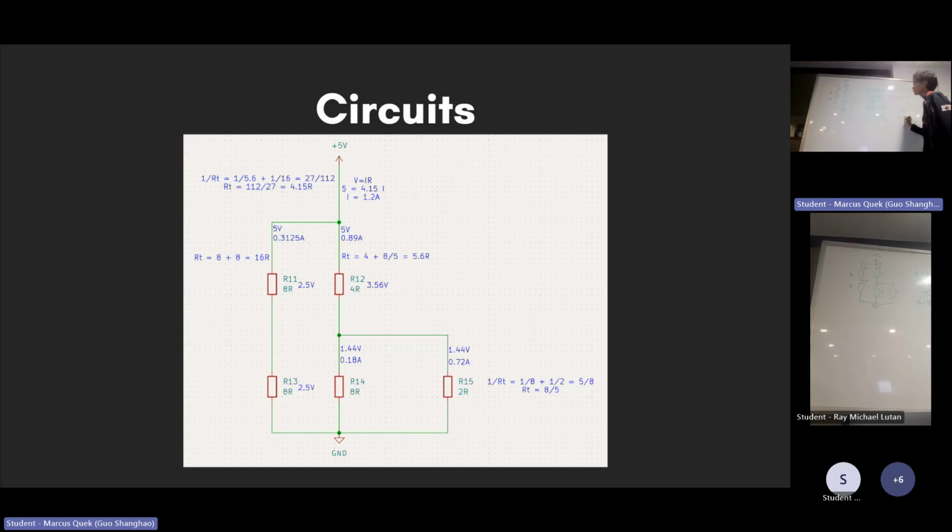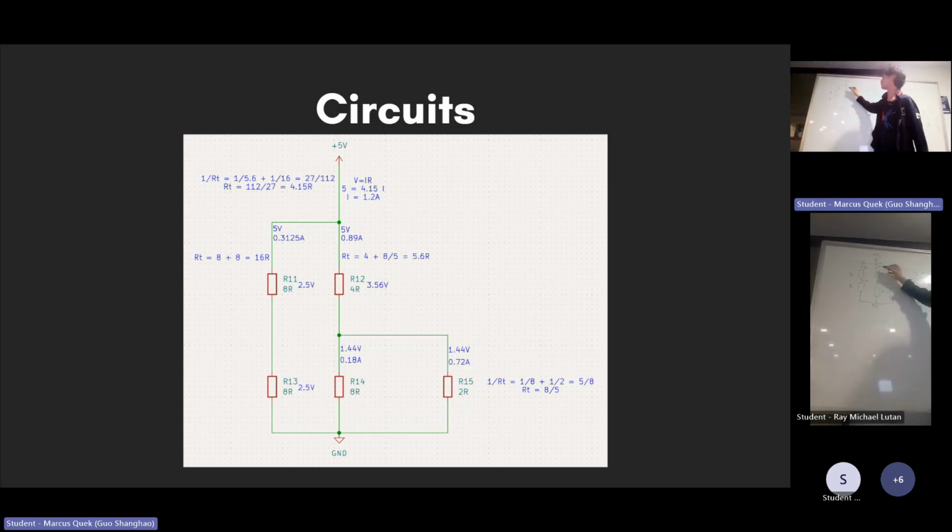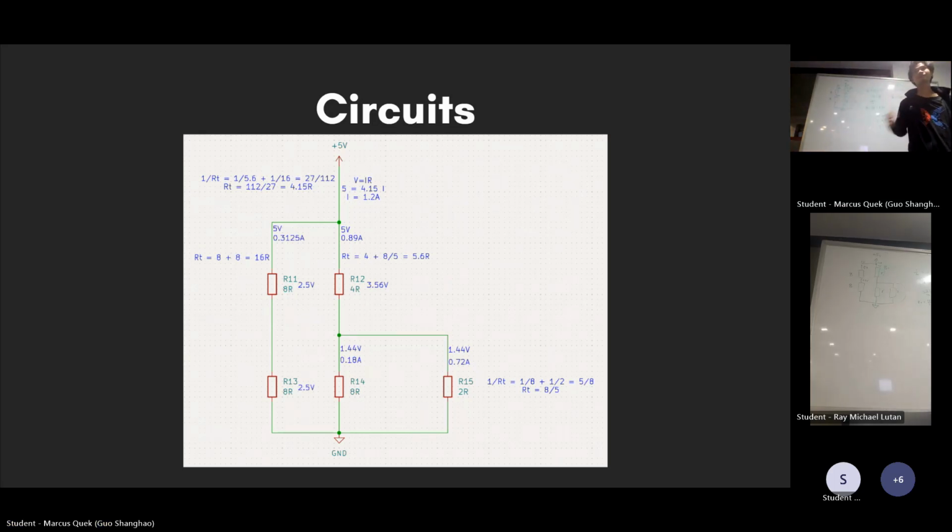This is my I. So I've got 25 over 28 I through this. Then I can find the voltage across this resistor, and I can find individual currents through here if I wish to do so. Okay, so that should cover everything that everyone was trying to do. Any questions? Everyone happy? All good?